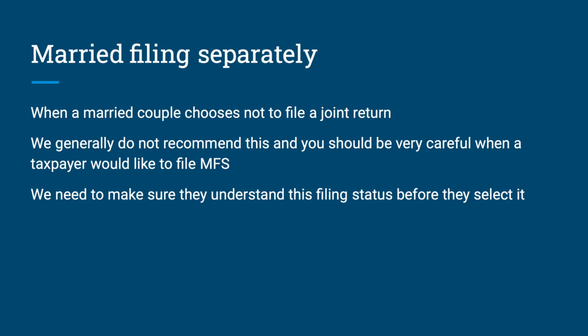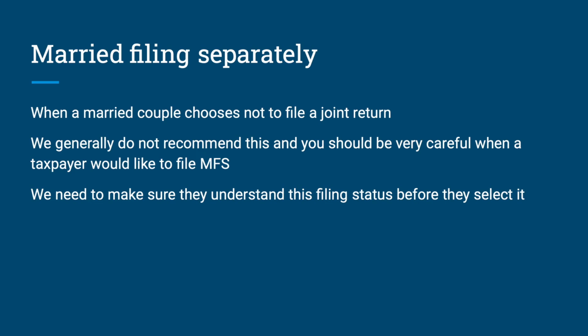So married filing separately, this is one that you sometimes see people come in thinking that they want to do it, and then they realize they actually do not want to do it. Married filing separately is when a married couple chooses to not file a joint return together. We generally do not recommend this, and you should be very careful when a taxpayer would like to file married filing separately, and we need to make sure they understand this filing status before they select it.